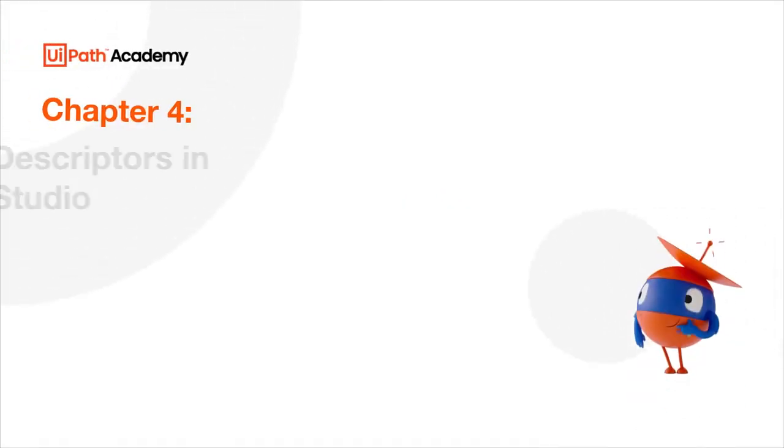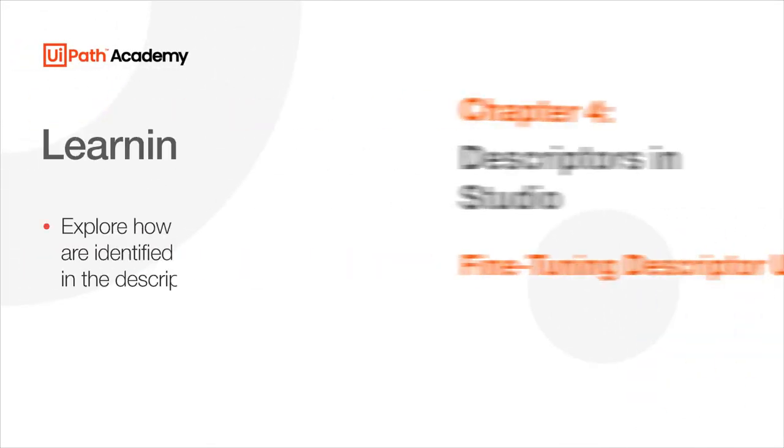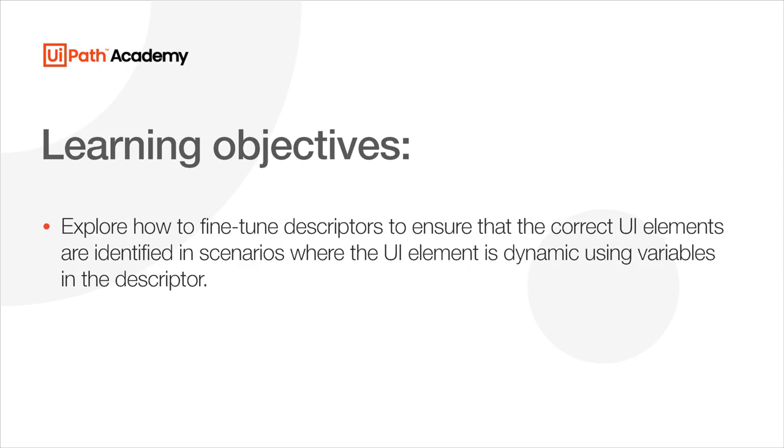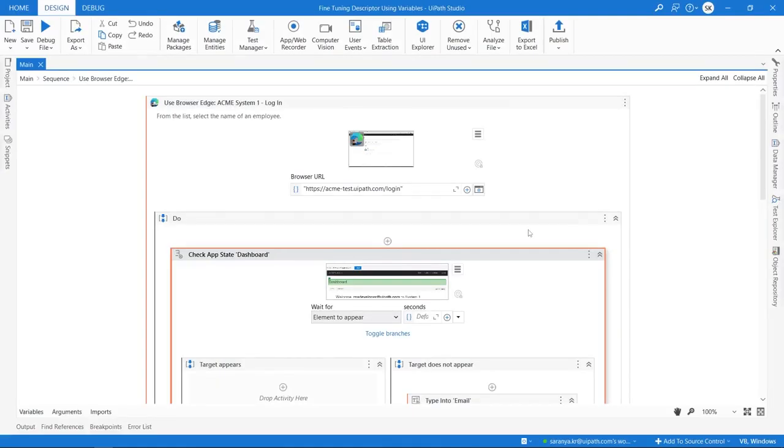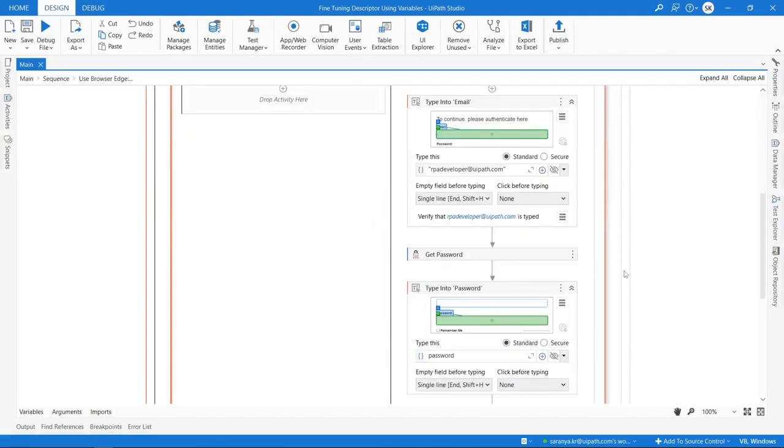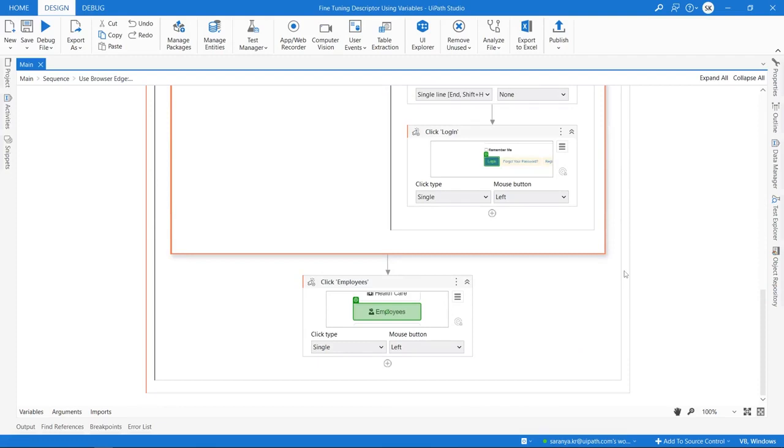Hello, and welcome back! In this demo, we will explore how to fine-tune descriptors to ensure that the correct UI elements are identified in scenarios where the UI element is dynamic, using variables in the descriptor. Let's open the already created project. As a quick recap, the project opens the Employees page by logging into the Acme website.